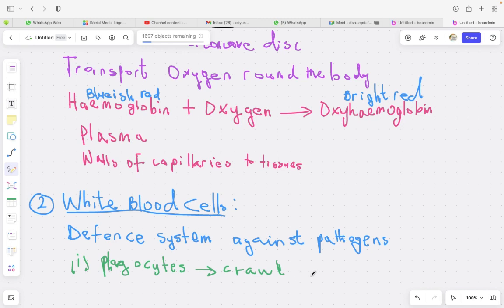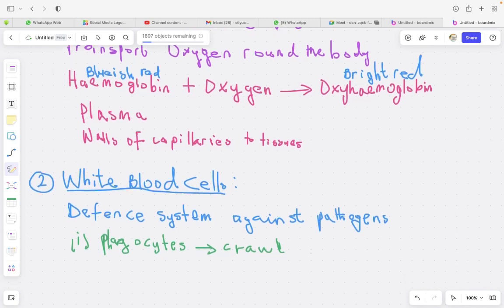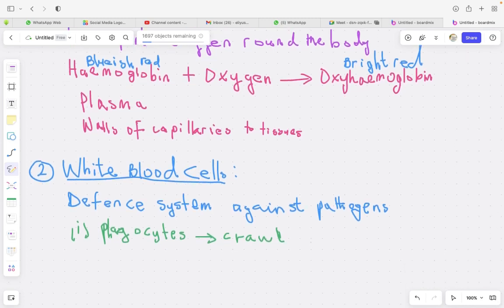Okay, they crawl around, they close them. We can write all the words. They crawl around, they close them with their fingers from their cytoplasm, and then they close them into their vacuum, and then they kill them. Okay, so that's how the phagocytes operate.